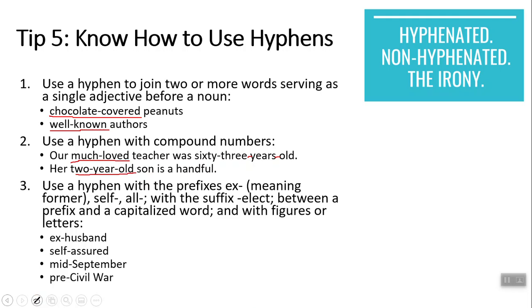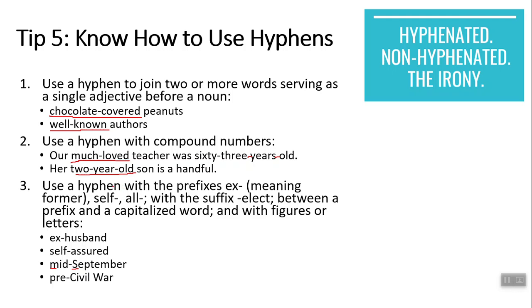63 years old. 2-year-old. Number 3, use a hyphen with prefixes. For example, former, self, with the suffix all, ex-husband, self-assured, mid-September, pre-Civil War. So you can see here, even though this is capitalized, this does not get capitalized. That's one of the things it's saying.